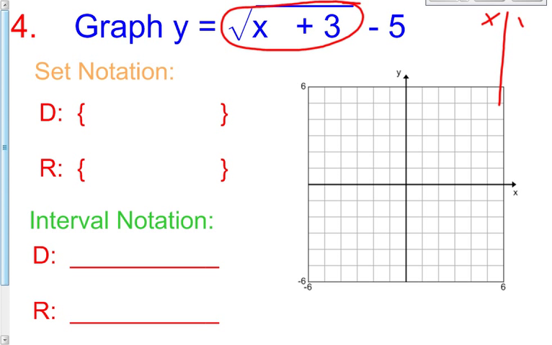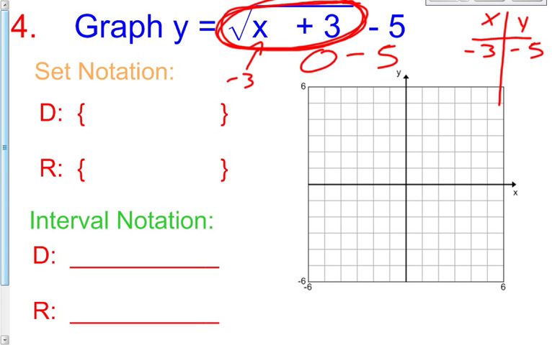So, what x value should I put in to make this whole thing a 0? And your answer is -3. When I put in a -3 for x, -3 plus 3 is 0. The square root of 0 is 0. And then 0 minus 5, my y value ends up being -5.